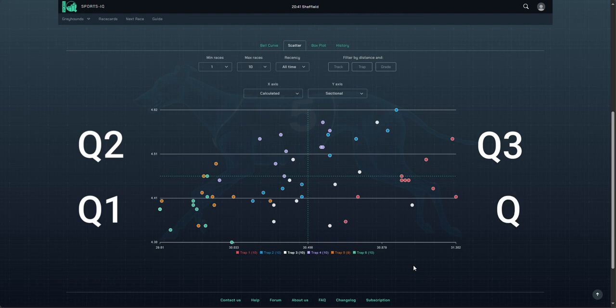And finally, the bottom right quadrant, these dogs have a really fast sectional time, so they can trap really well, but they have a very bad calculated time, so they can finish the race very badly.